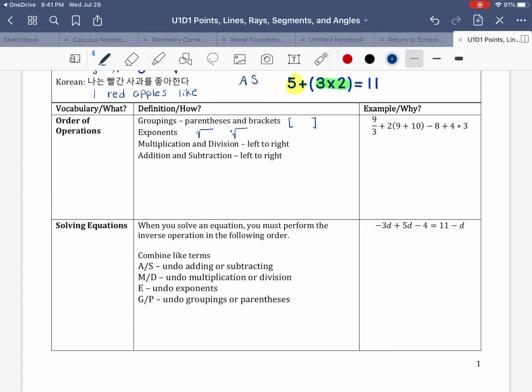Multiplication and division. And if there are multiple, we should be going left to right. And then any addition and subtraction. Similarly, if there are multiple, you'll go left to right. So just as an example, I want to go through how we would do this example all together.